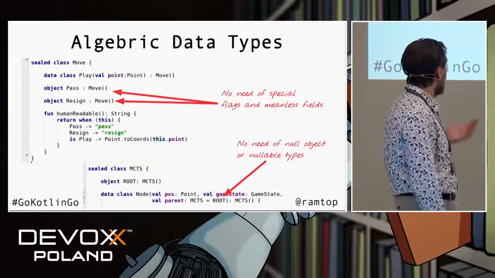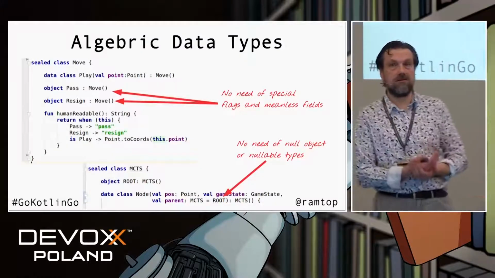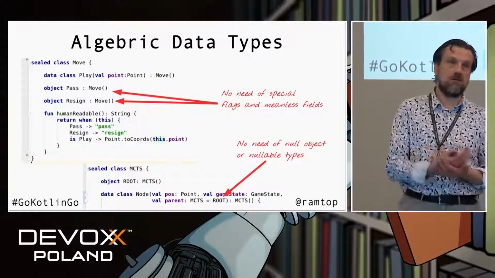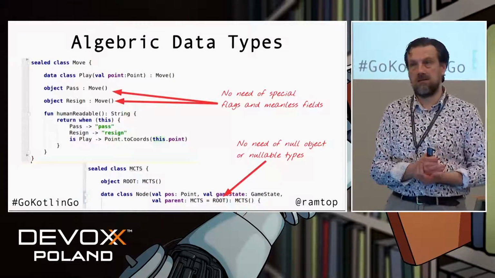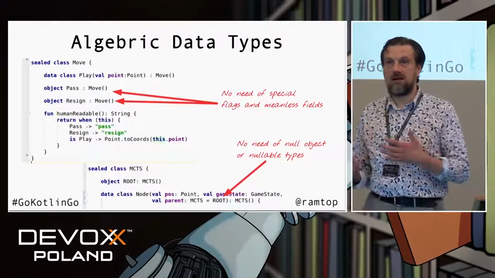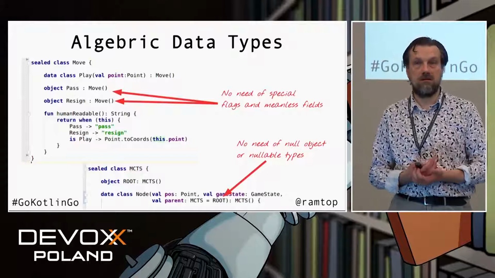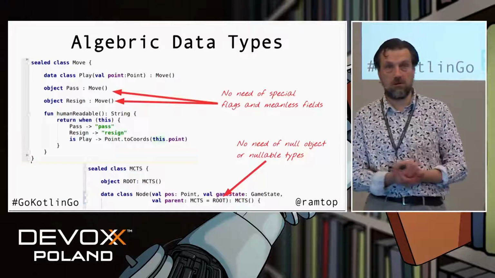And so that means that every time we have something of type Move, we can verify if it's a move of type Play, and then we can use the point. Otherwise, we cannot access the point if it's a resign or pass. And that also means that we don't have to make the point nullable, because a point is not a nullable type.